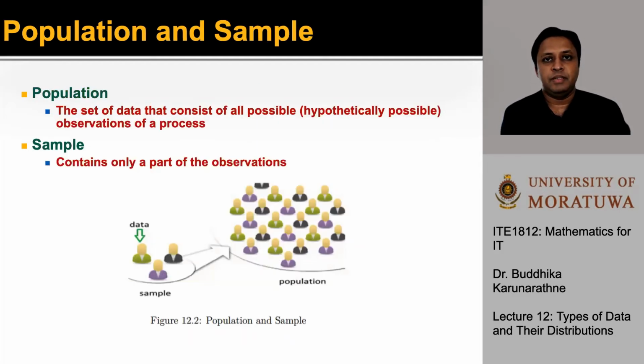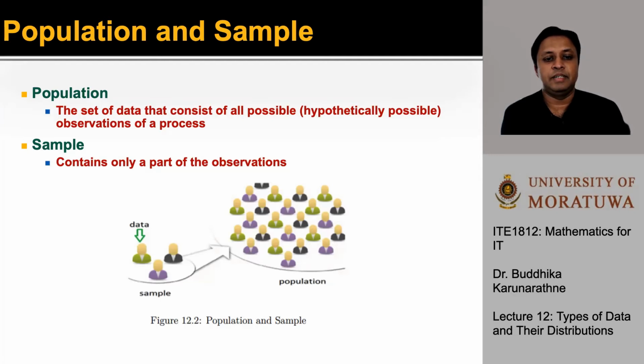Right, moving on further with the concepts, we will now introduce population and sample. So what is meant by the population in a data set? The set of data that consists of all possible or hypothetically possible observations of a process. So all the possible values, that is referred to as the population of the data set. And then if we take a part of it, we can call it a sample, which contains only a part of the observations.